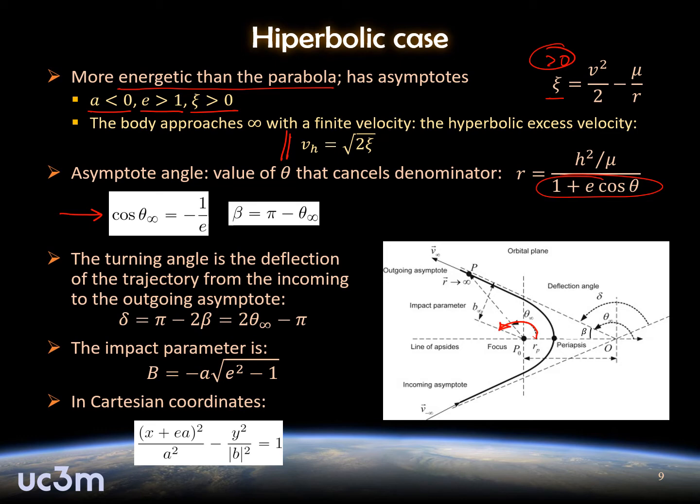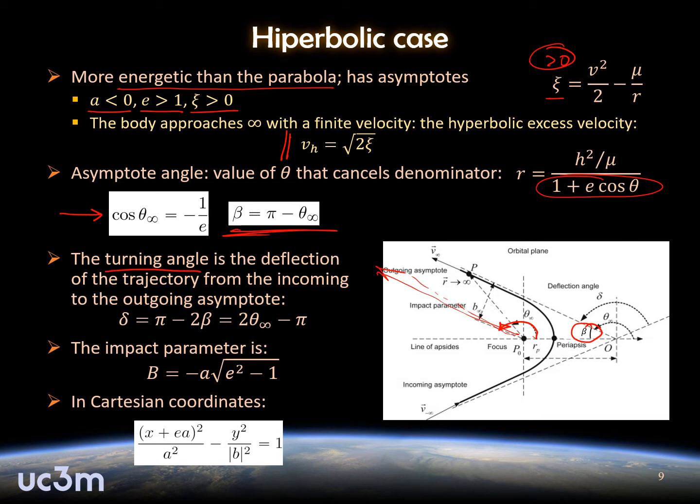So this is the angle that the position of the particle will take when it goes to infinity along the direction of the asymptote. Now, when we describe the asymptotes of a hyperbola, usually we don't use theta infinity, but instead we use the complementary angle beta that you can see over here. This is actually the supplementary angle: 180 degrees minus theta infinity gives you the value of beta.